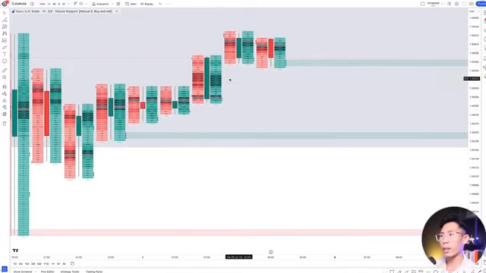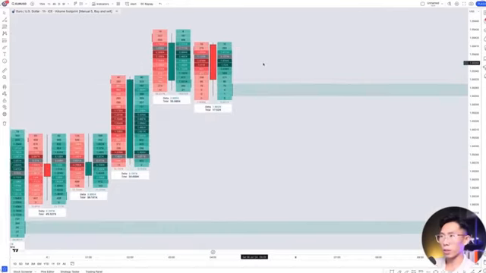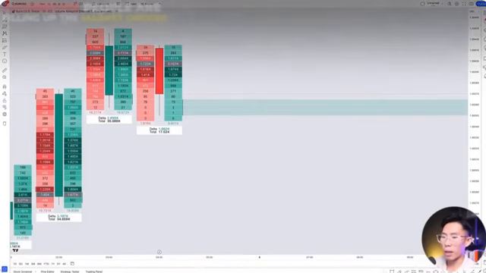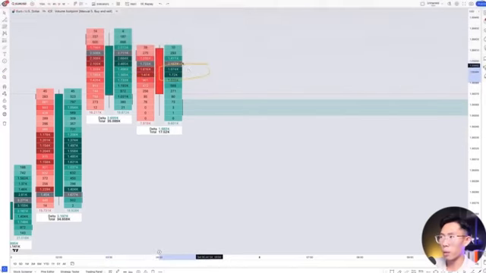So you just need to understand that what this footprint chart does is that it tells you who is more aggressive and who is more passive. Now, the aggressive people are the ones that are filling up the market orders, right? They don't care about what price the market is at right now. They just want to enter the trade. Those are the aggressive traders.